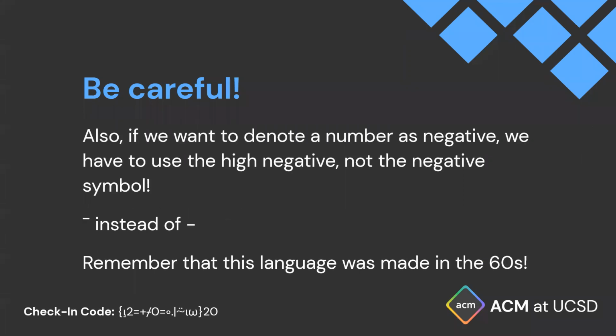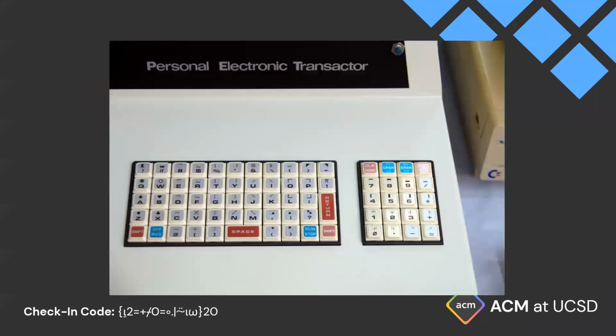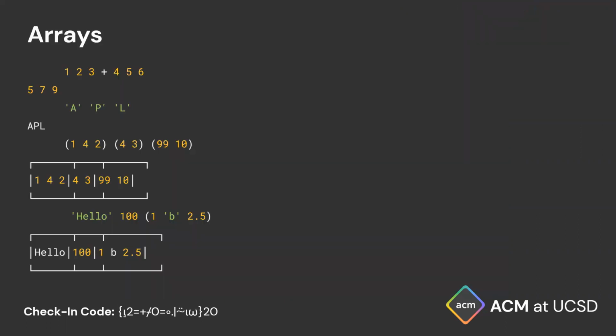Similarly, negatives use a high negative instead of just the regular minus sign. And if you use the minus sign, it alters the entire whatever is after this. We'll get into this, but remember that the language was made in the 60s and keyboards look like this. It wasn't really anything like a standard. So when you decided to code in APL, you got a keyboard that supported APL.